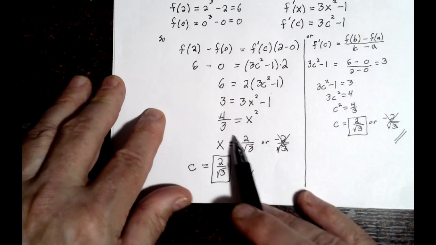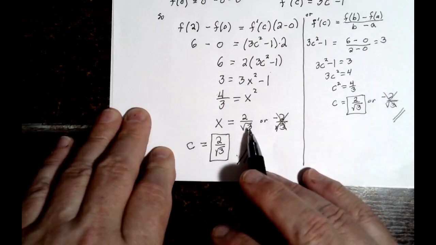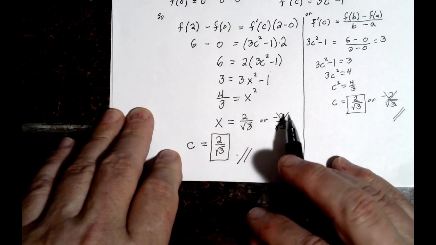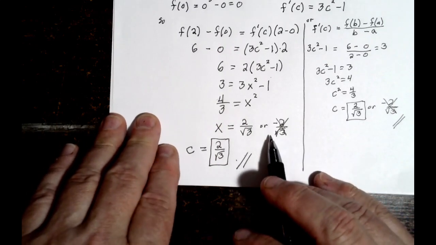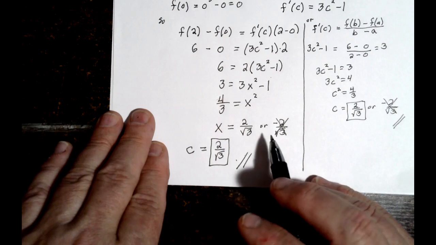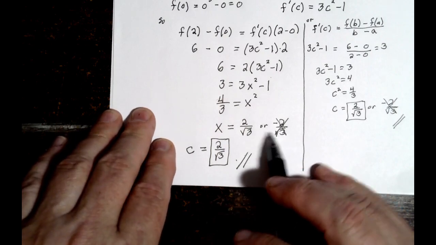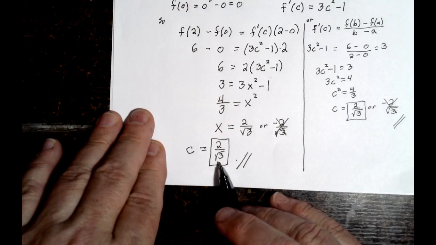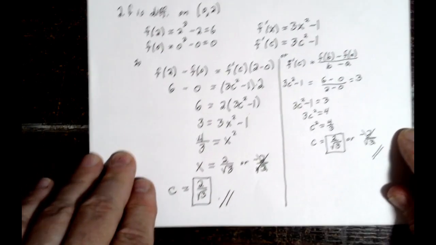Add 1, divide by 3, and then take the square root. When you take the square root, you get positive 2 over the square root of 3 and negative 2 over the square root of 3, but negative 2 over the square root of 3 is not contained in the interval (0, 2), so we don't consider that an answer. So this is the only number that satisfies the mean value theorem.